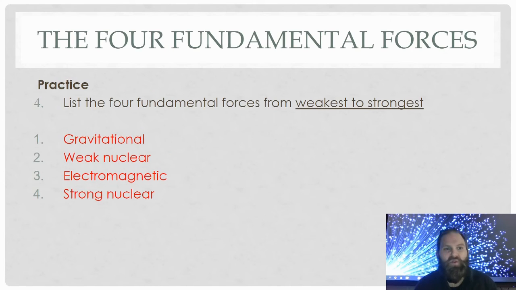If we were to list these forces from weakest to strongest, gravity is the weakest, then the weak nuclear force, then the electromagnetic force, and then the strong nuclear force. And that is if they were all at the same distance. Obviously, if we look at the sun and the earth, gravity is very strong between those two because gravity acts over long distances, whereas there's not going to be a strong nuclear force between the sun and the earth because it's only over very short distances between those base atomic particles.